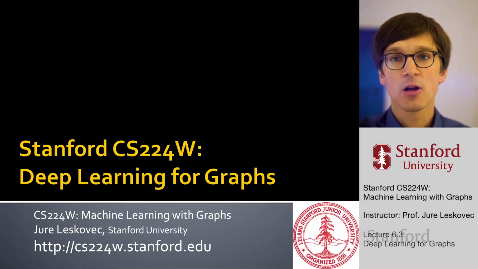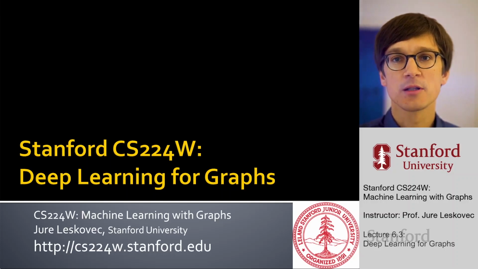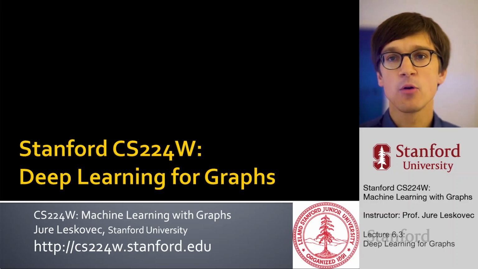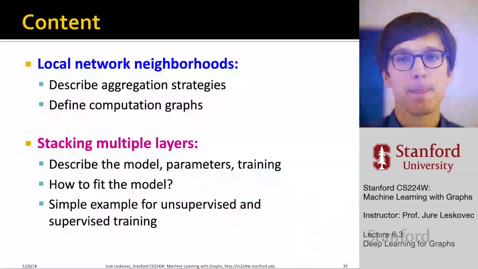Next, we are going to talk about deep learning for graphs and in particular graph neural networks. So now that we have refreshed our notion of how general deep neural networks work, let's now generalize neural networks so that they can be applicable to graphs. That's what we are going to do next.